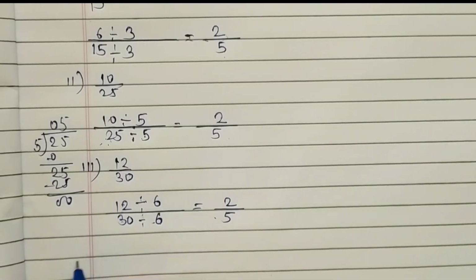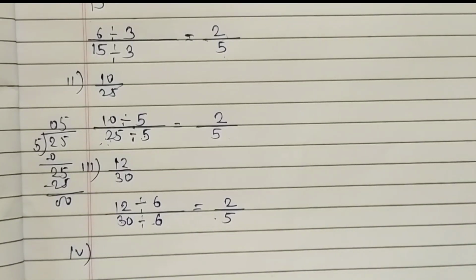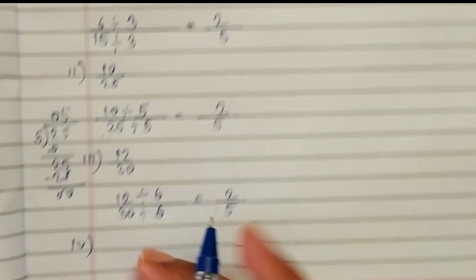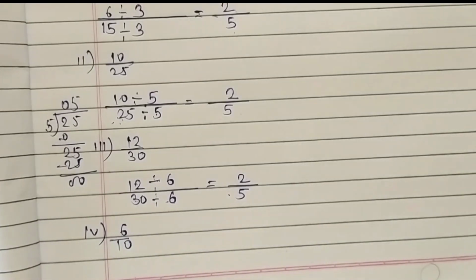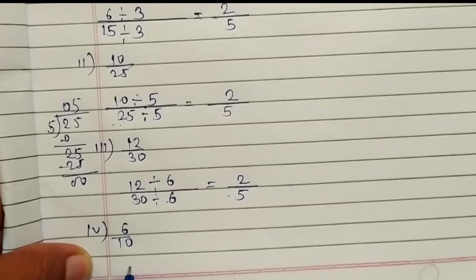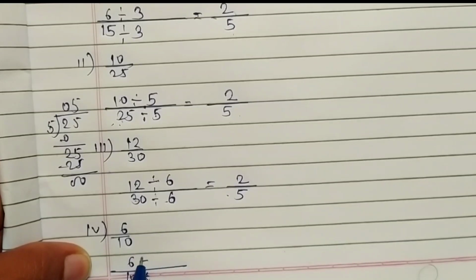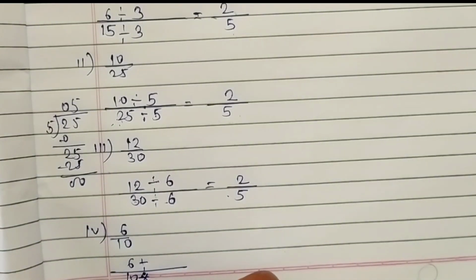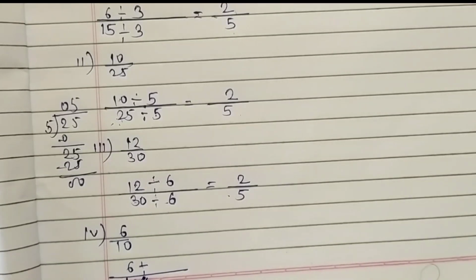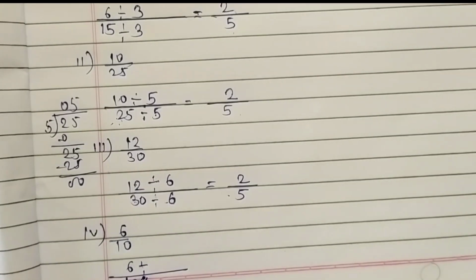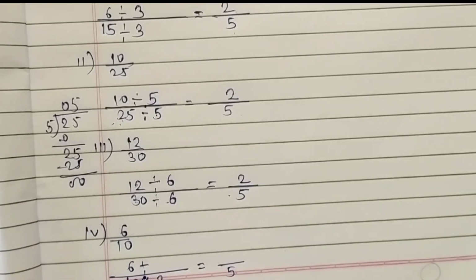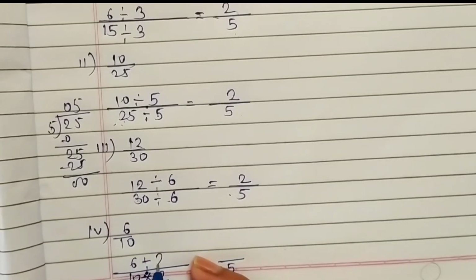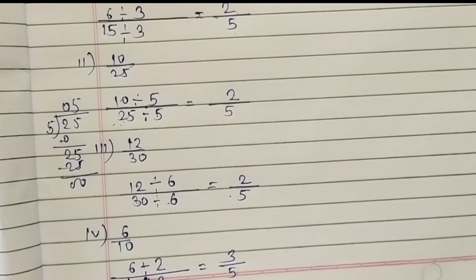The fourth fraction is 6 upon 10. Here we have to divide by 2. 5 2s are 10, or 2 5s are 10. So we get the answer 5. 2 5s are 10 and 2 3s are 6.